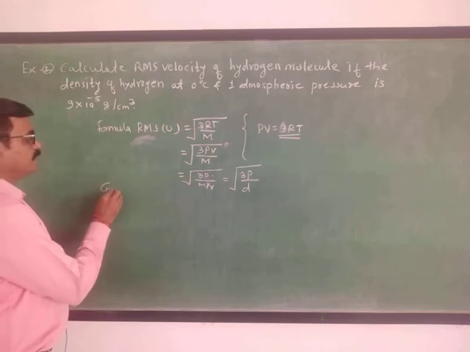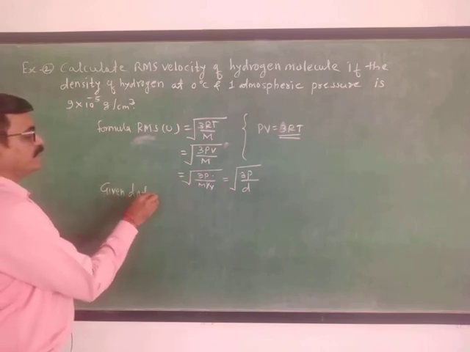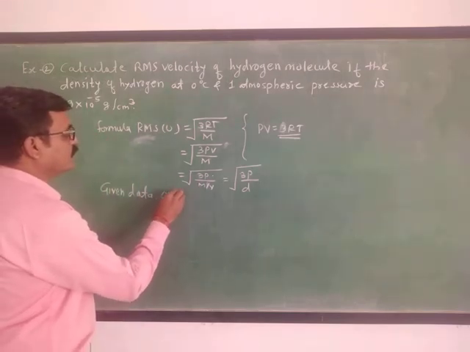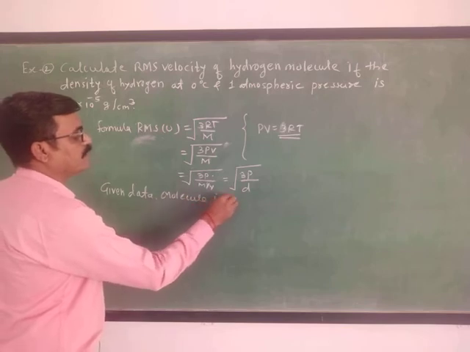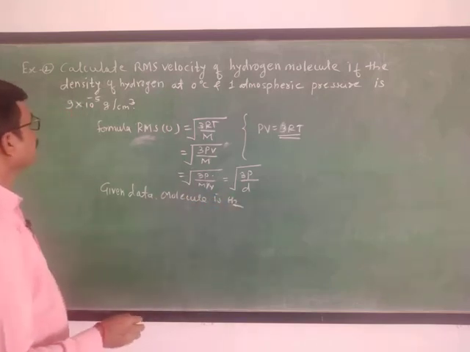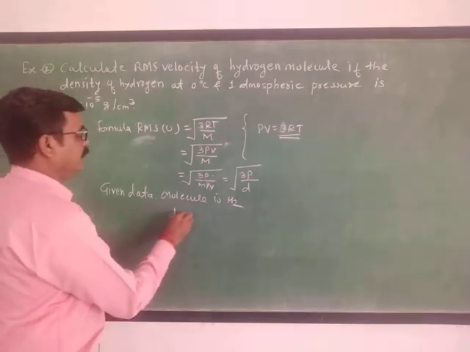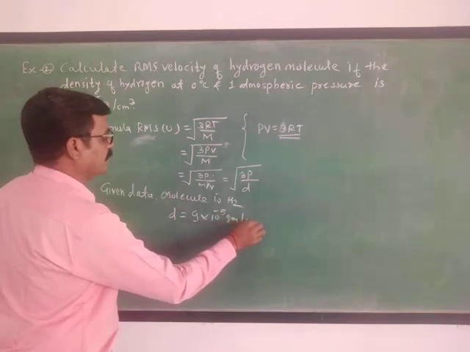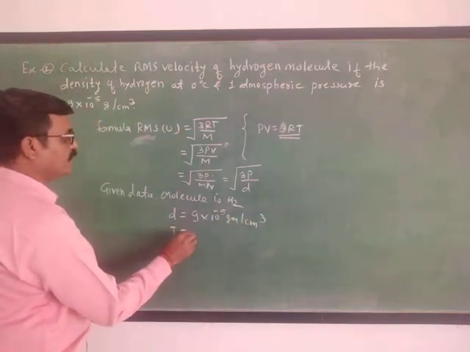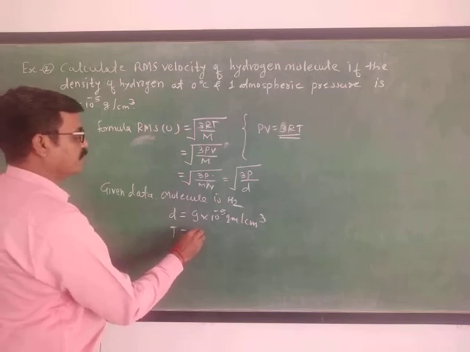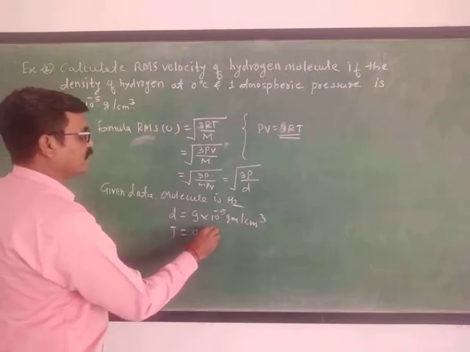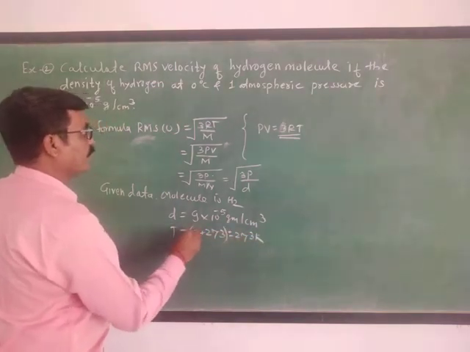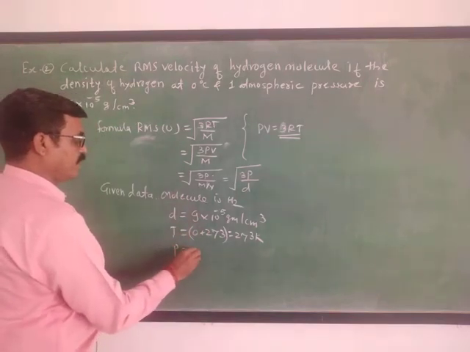Now, what is the given data? See, in the given data, which molecule is there? The molecule is hydrogen. Then density is 9 into 10 raised to power minus 5 gram per cubic centimeter. Then temperature is 0 degrees Celsius, means it will be 0 degrees Celsius plus 273. That's why it will be 273 Kelvin. Then pressure is 1 atmosphere.